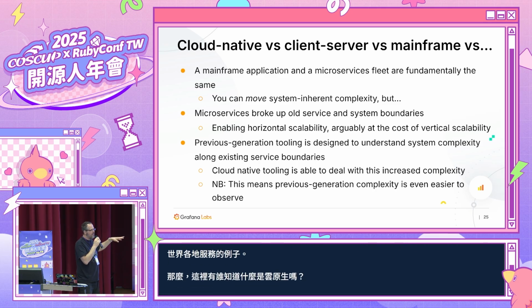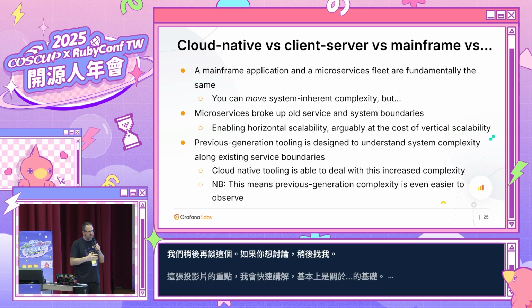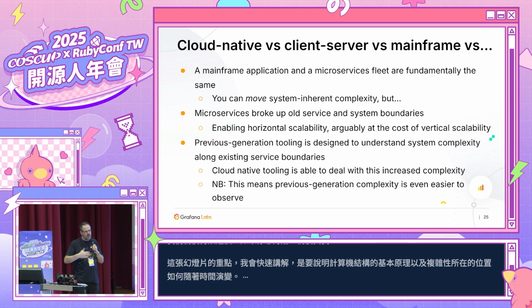The point of this slide, I'll just go quick then, is basically how you think about how computers are structured and where complexity lives changes over time, but fundamentally you cannot move it around. But one thing which has happened recently with all the microservices and cloud services is that a lot of previously contained complexity has deliberately been broken up to make it easier to scale horizontally for more users, to allow smaller teams to work on stuff independently of each other. That is basically what cloud native is in a nutshell, at least to me.